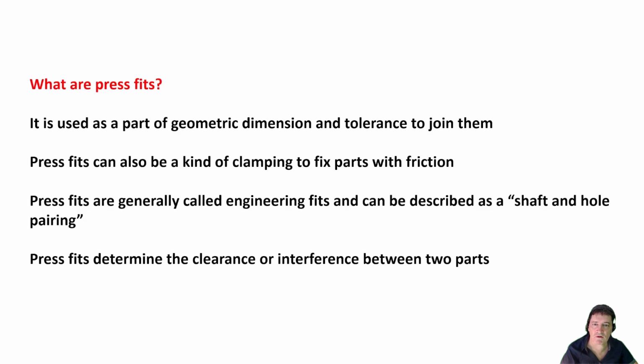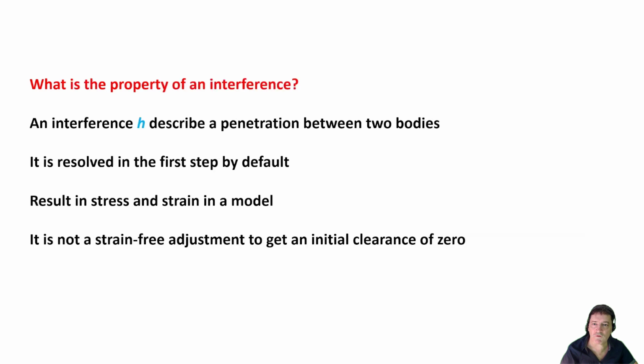Press fits are generally called engineering fits and can be described as a shaft and hole pairing. In general words, press fits determine the clearance or interference between two parts. The property of an interference describes a penetration between two bodies. It is resolved in the first step and results in stress and strain in a model. It is not a strain-free adjustment to get an initial clearance of zero.